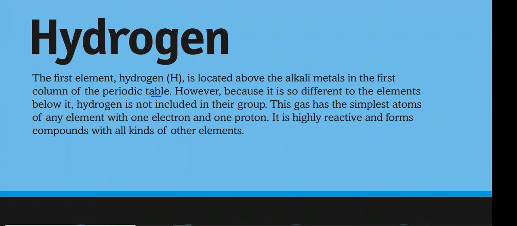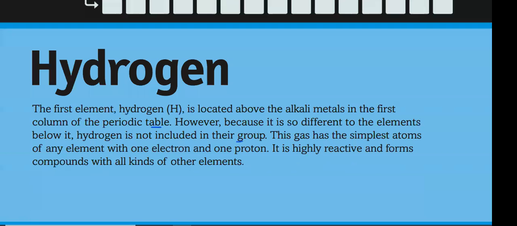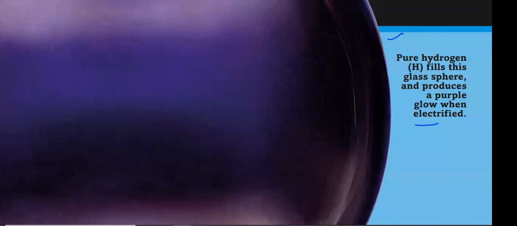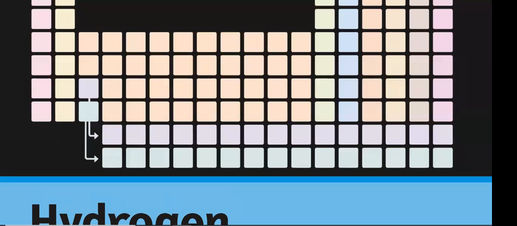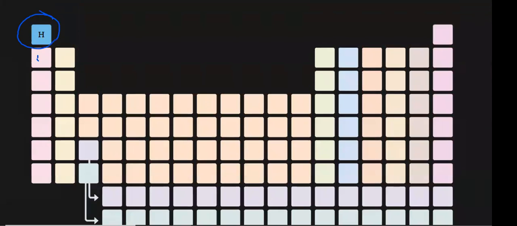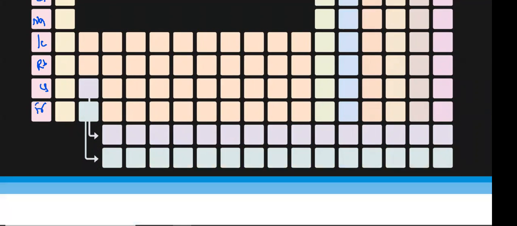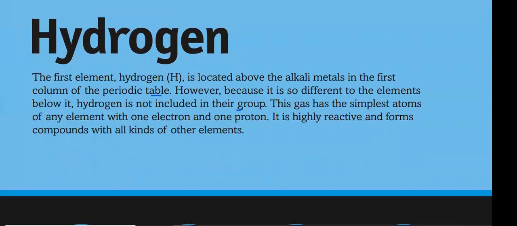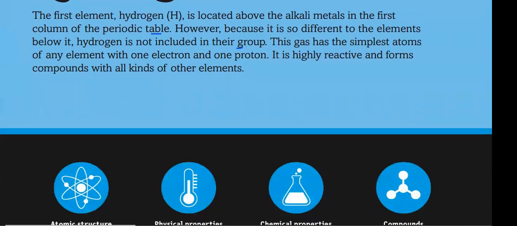Hydrogen is not included in their group because, as we observe here, below the hydrogen we have lithium, sodium, potassium, rubidium, cesium, and francium. But hydrogen is not included along with the alkali metals. Actually, it is a gas, the simplest atom of any element, with one electron and one proton. It is said to be highly reactive and forms compounds with all kinds of elements in the periodic table.